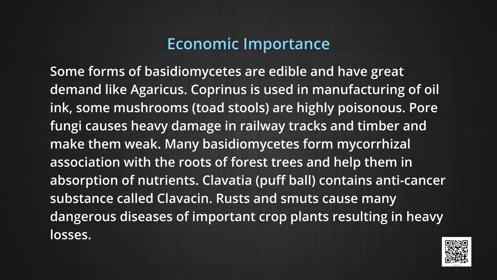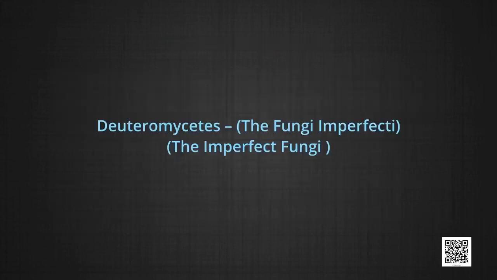Some mushrooms like toadstools are highly poisonous. Bracket fungi cause heavy damage to railway tracks and timber and make them weak. Many Basidiomycetes form mycorrhizal associations with the roots of forest trees and help them in absorption of nutrients. Calvatia, a puffball, contains an anti-cancer substance called calvacin. Rust and smut cause many dangerous diseases of important crop plants, resulting in heavy losses.